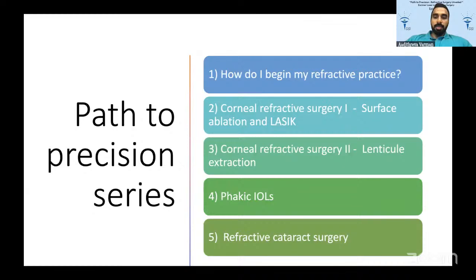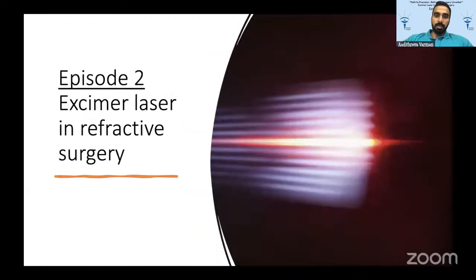So this is the second part, where we'll be focusing on corneal refractive surgery, specifically with Excimer laser. The third part will be on lenticular extraction, in the fourth part we will go into phakic IOLs, and the fifth part will be on refractive cataract surgery.